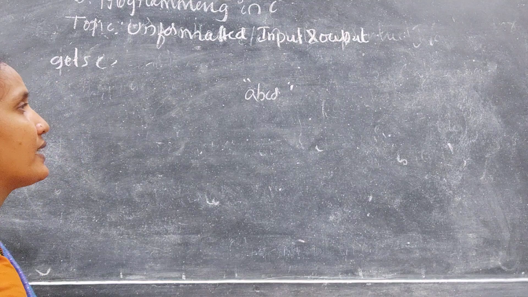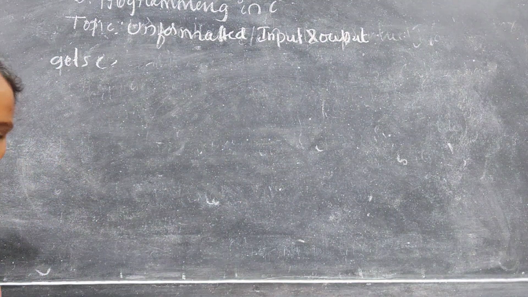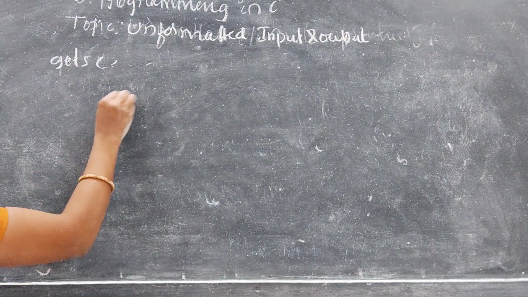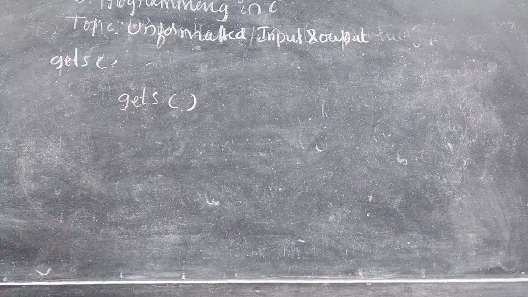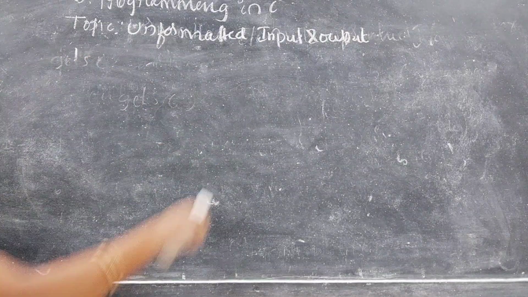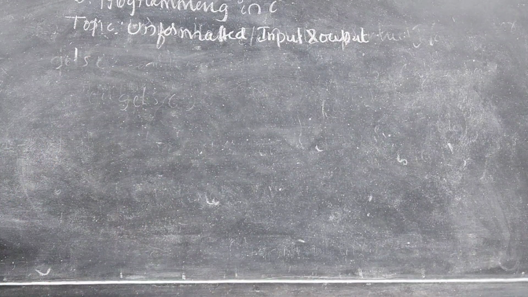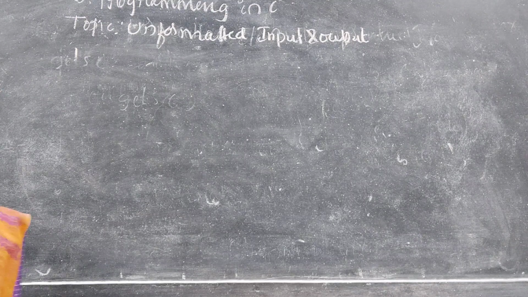So here the syntax is gets. Note down this function, gets. And at the end of the string, the null character is added automatically. Here, the example, first after puts we'll discuss the example.